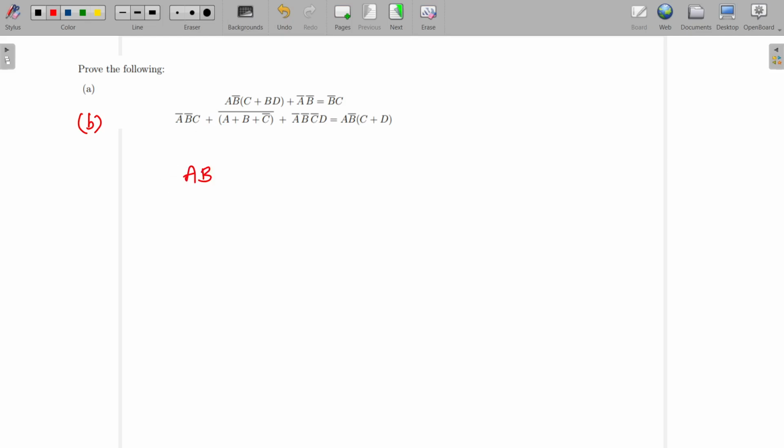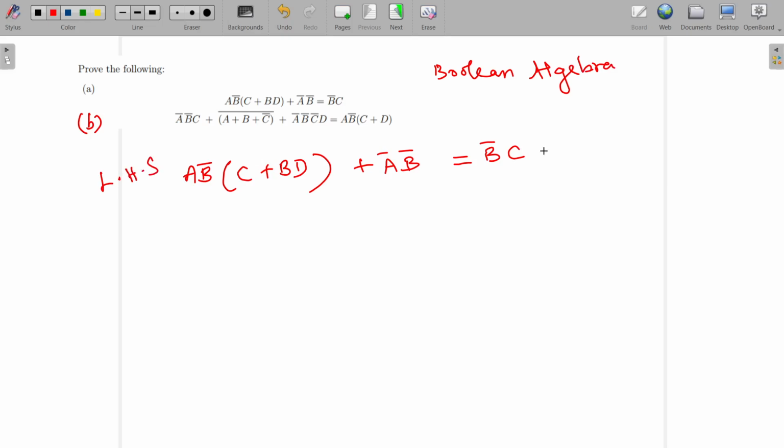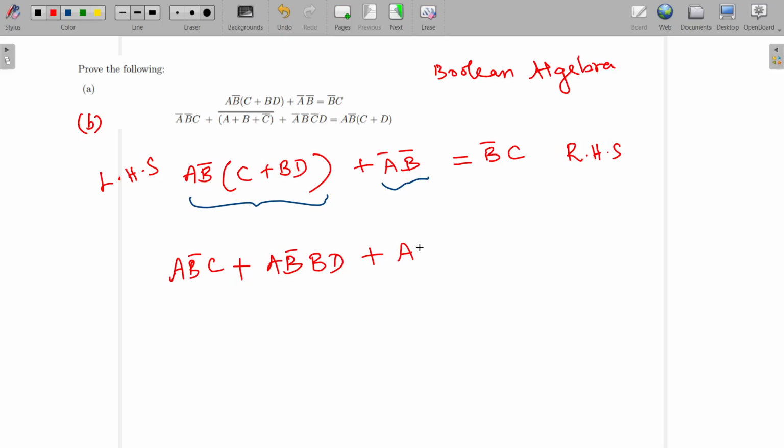For the first problem, AB bar into C plus BD plus A bar B bar is equal to B bar C. This comes under digital electronics, Boolean algebra. When you simplify the left hand side, you need to get the right hand side, then only it is proved. For the first term, we use the distribution, so it is A B bar C plus A B bar B D, plus the next term, which we take as such, A bar B bar.